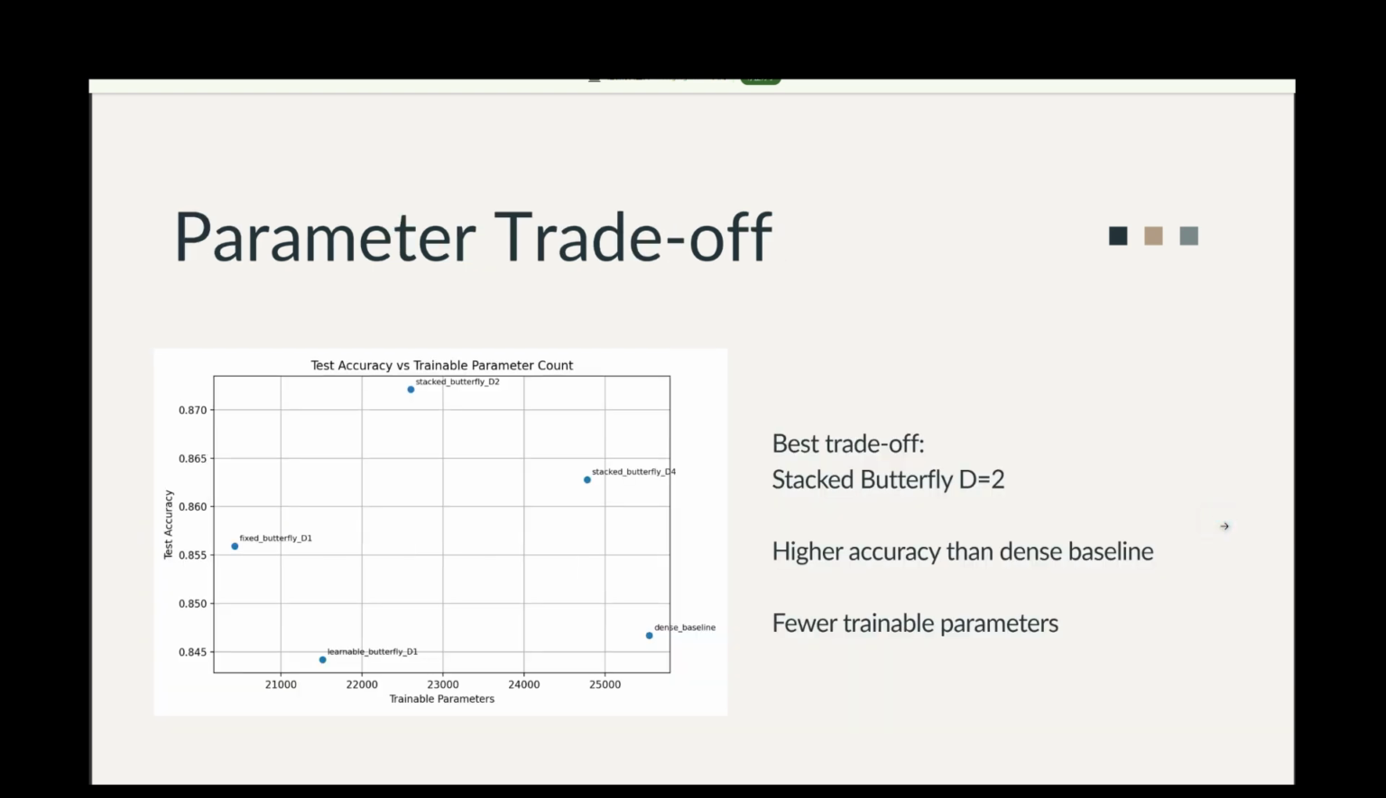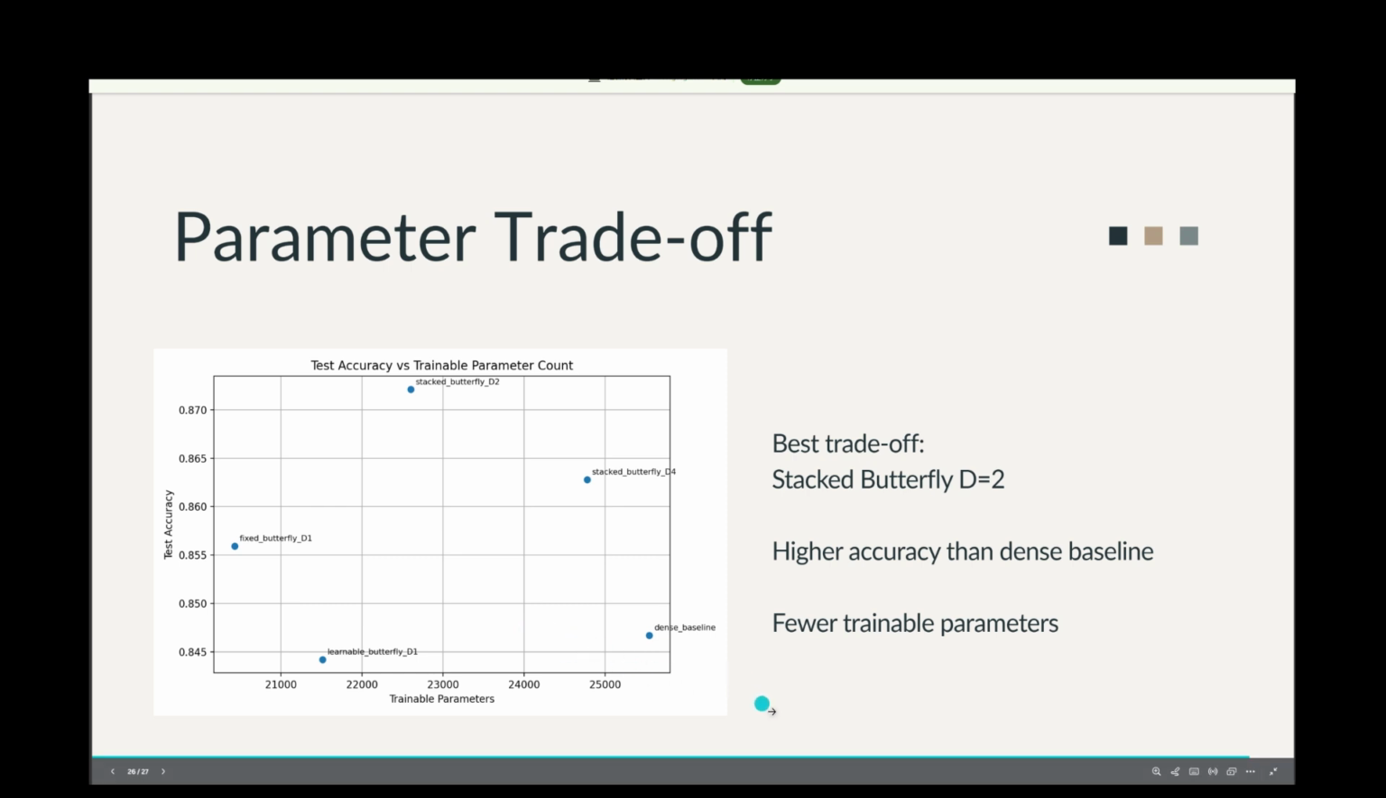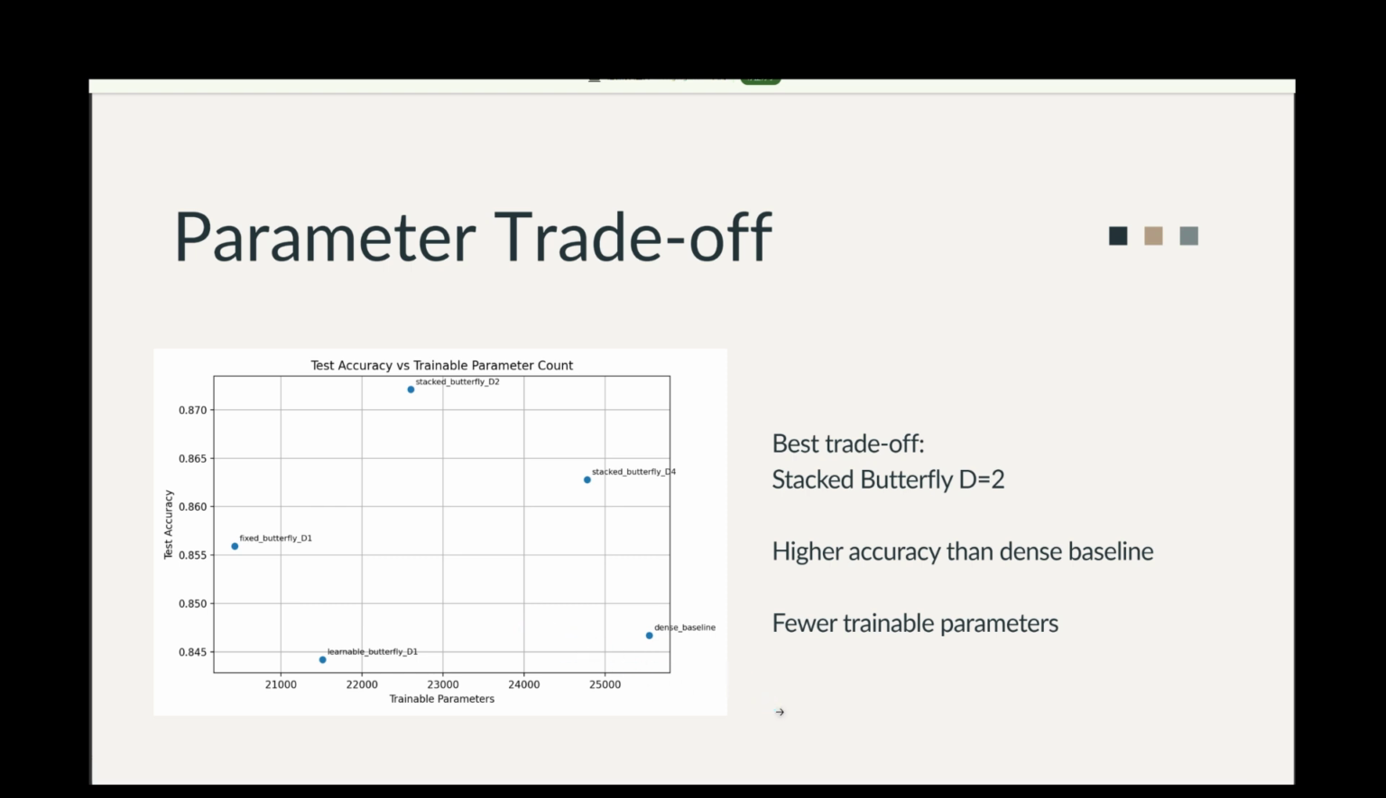This slide shows the trade-off between test accuracy and the number of trainable parameters. The dense baseline has 25,546 trainable parameters and reaches 84% test accuracy. The stacked butterfly model with d equals 2 has fewer trainable parameters, but reaches a higher test accuracy of 87%.